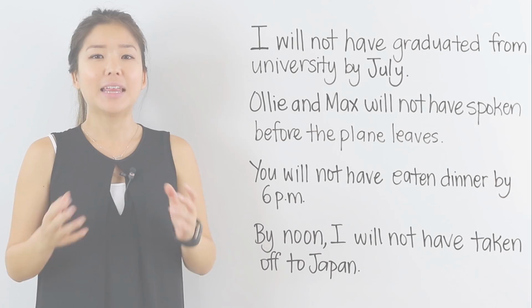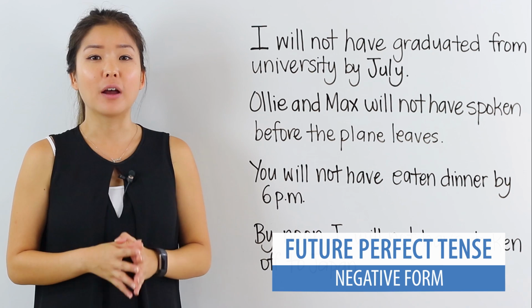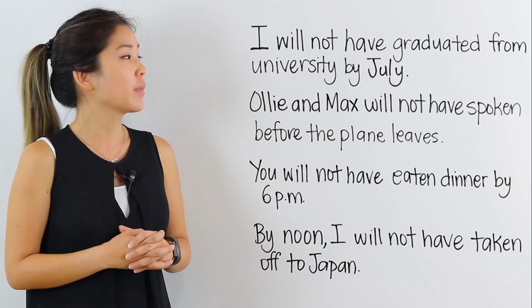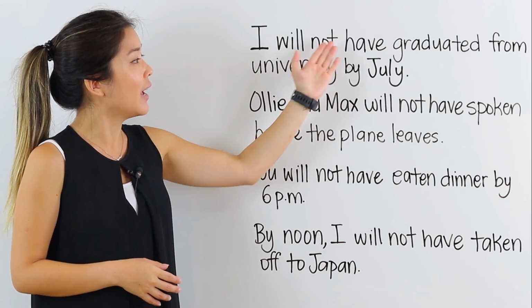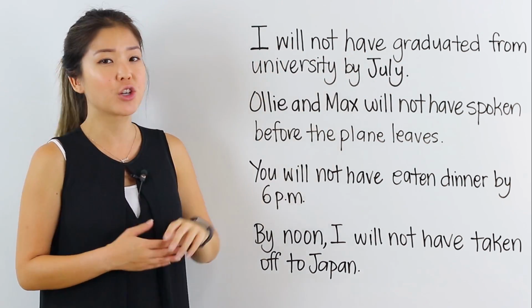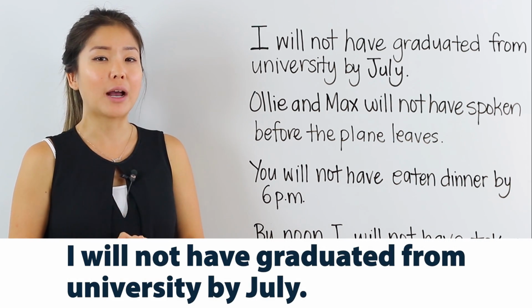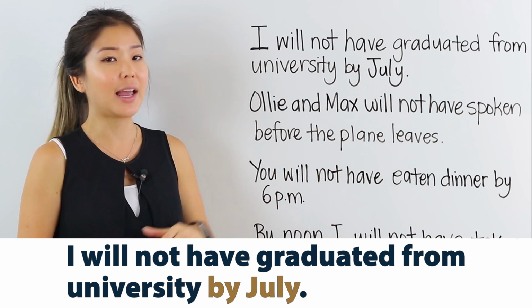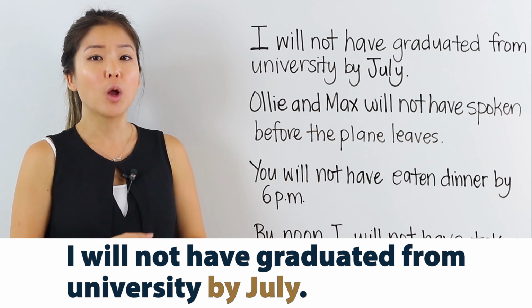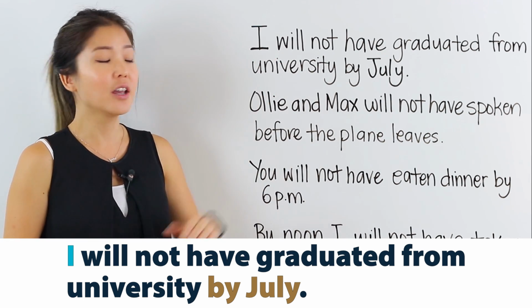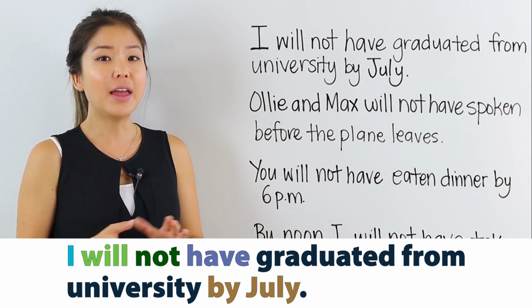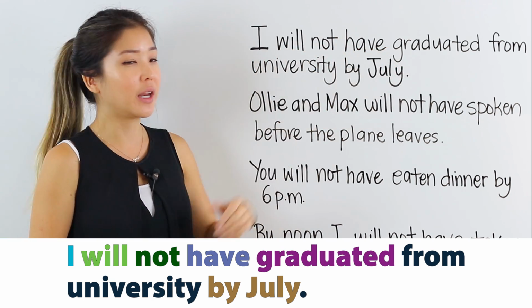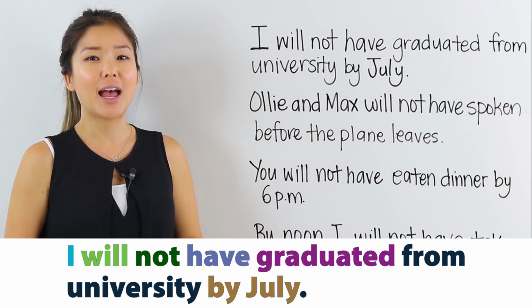Let's move on. Now, let's talk about the negative form of the future perfect tense. Here are some examples. Let's take a look. The first sentence says, I will not have graduated from university by July. First, I want to point out that at the end, I have the specific time in the future, by July. Now, for the negative form, what I do is say subject and will not have. Then we put the past participle of the verb. I will not have graduated from university by July.